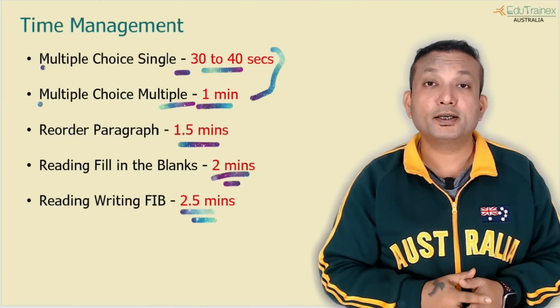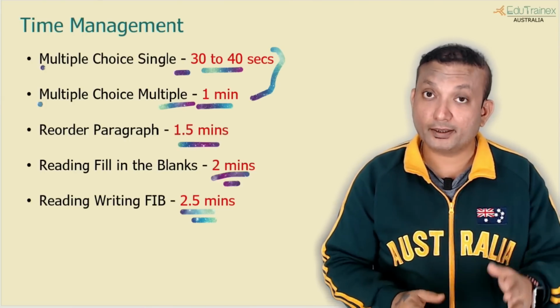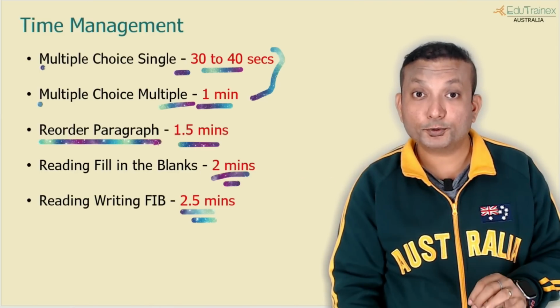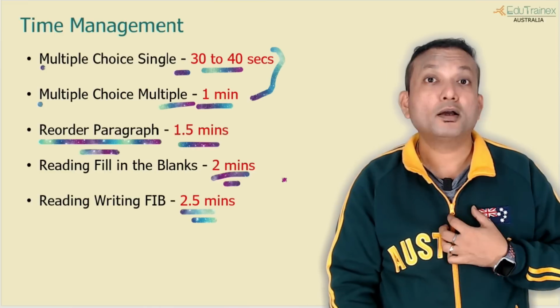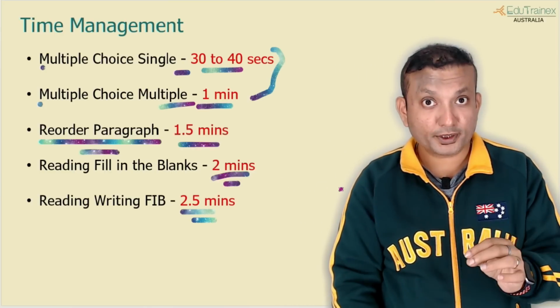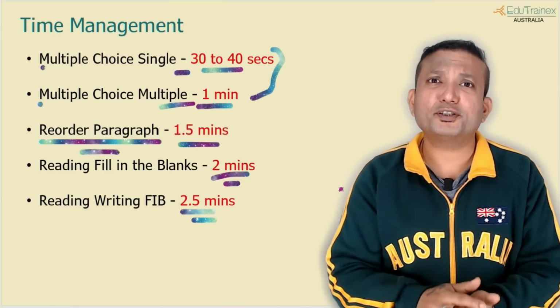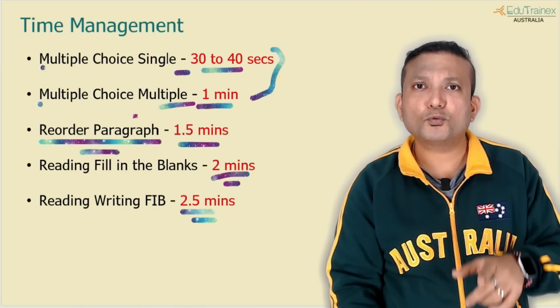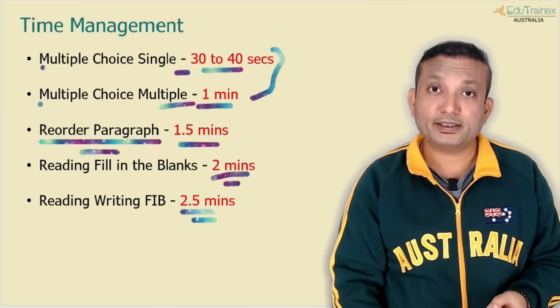10 to 13 points you can get for reorder paragraph as well. So this is also important. Some of the video makers are telling you to ignore this question, reorder paragraph. I would never do that. Don't ignore this question. 10 to 13 points, not a very small number, right? It's a big number. Multiple choice questions are 1 point, but this one is 10 to 13 points, easy.